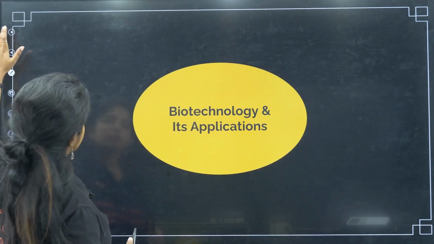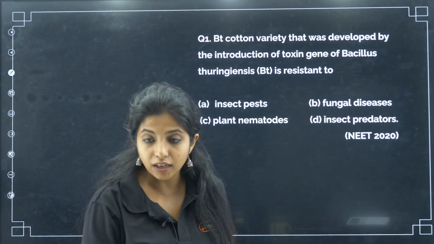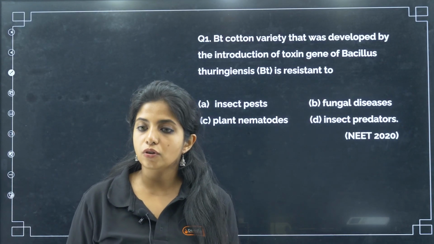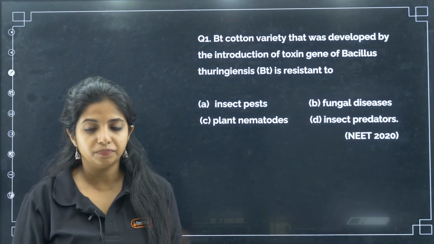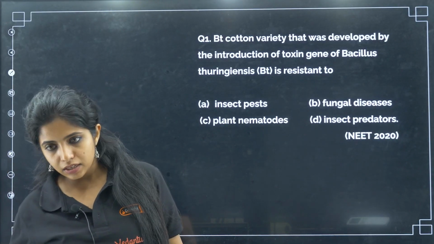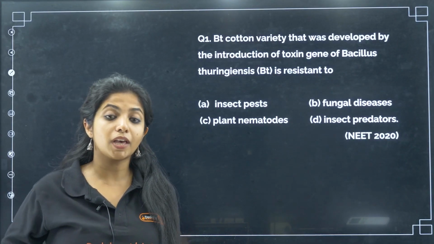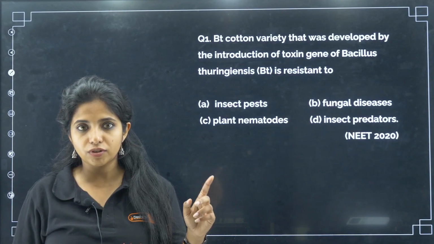Now we are going ahead with the first question that we have from biotechnology and its application. Bt cotton variety that was developed by the introduction of toxin gene of Bacillus thuringiensis is resistant to what? Insect pests, fungal diseases, plant nematodes, and insect predators. Insect predators are organisms that eat insects. So make sure you are choosing the correct option.